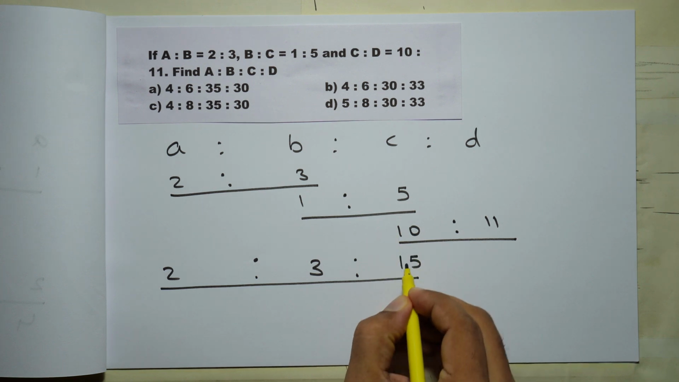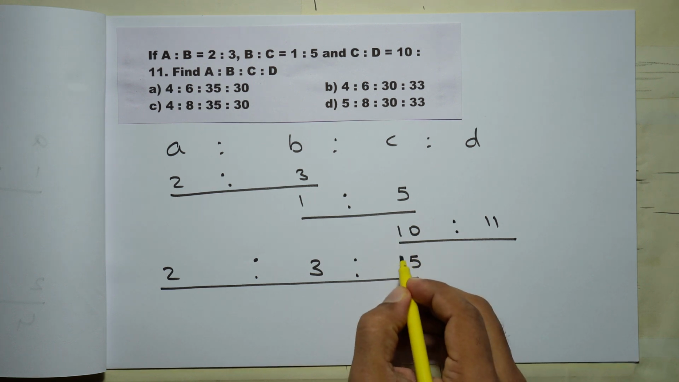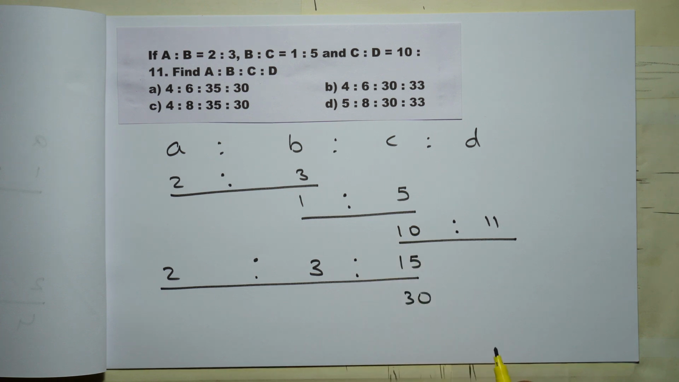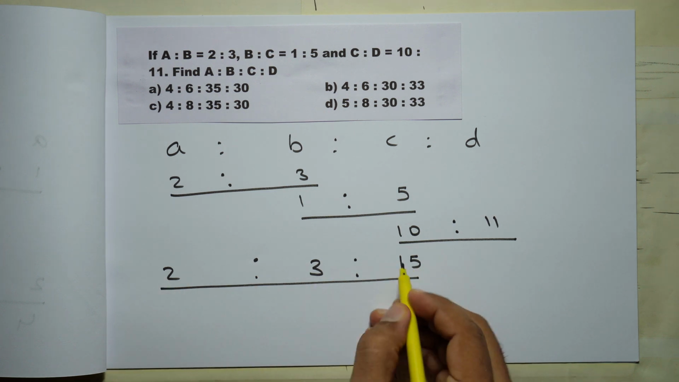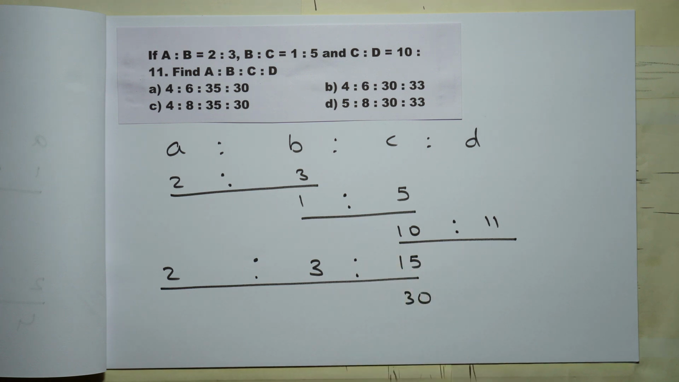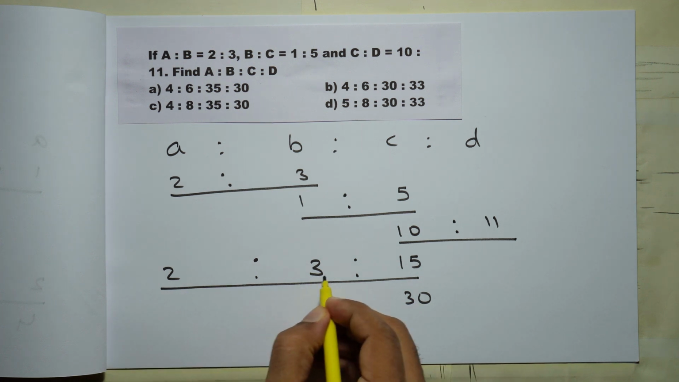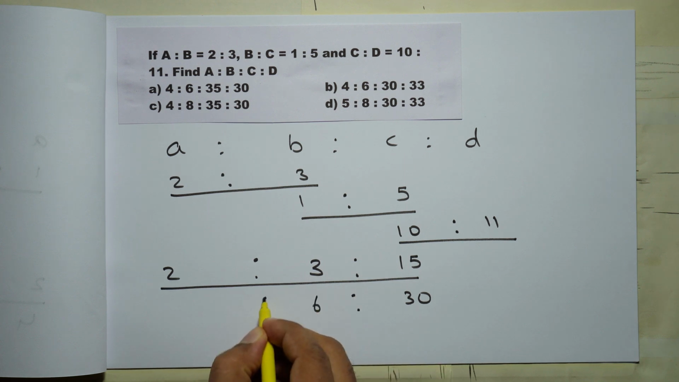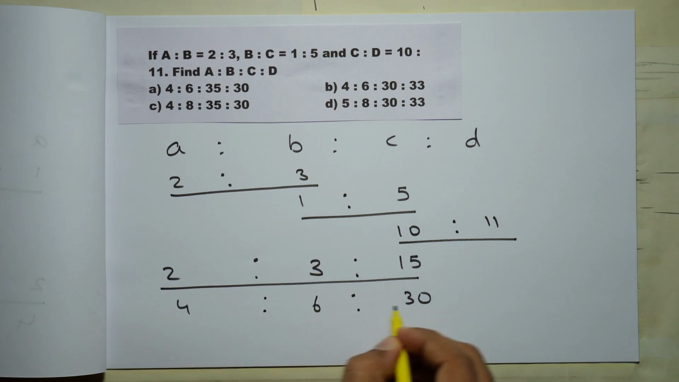That is LCM of 15 and 10. LCM of 15 and 10, you will get it as 30. So we will assign C is equal to 30 and then we will calculate the other values. Now in this ratio, 15 into 2 is 30. 15 has been multiplied by 2, so the other values should also be multiplied by 2 so that the ratio will be maintained. Here 3 into 2, this will be 6. Here 2 into 2, this will be 4.